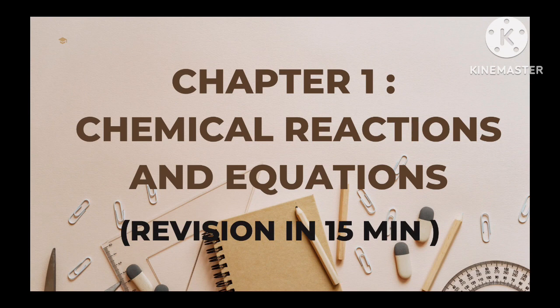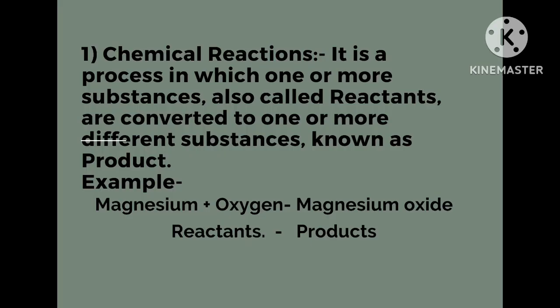In today's lecture, we are going to do a revision of chapter 1, that is chemical reactions and equations. So let's get started. First of all, we need to understand what chemical reactions are. A chemical reaction is a process in which one or more substances, also called the reactants, are converted to one or more different substances known as products.